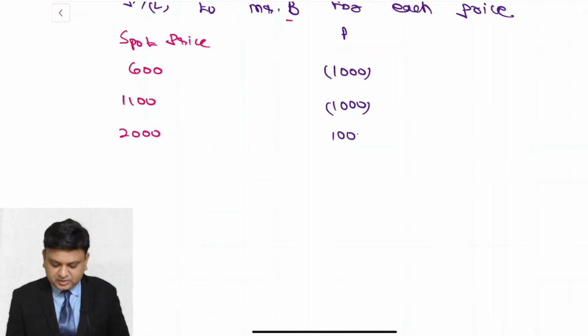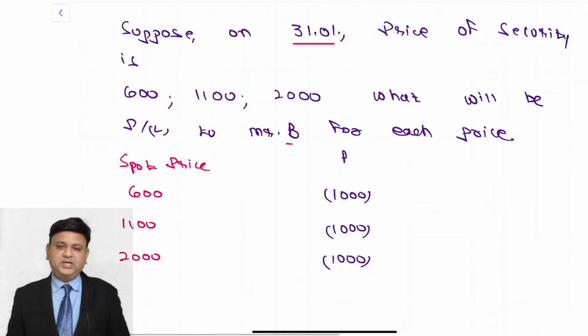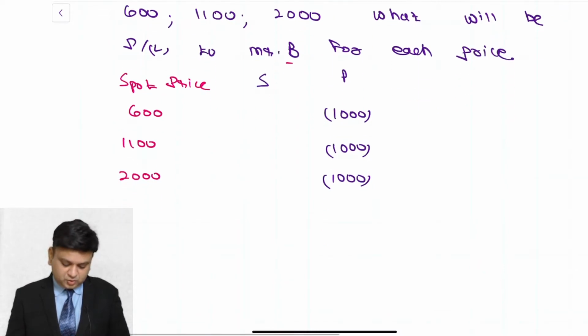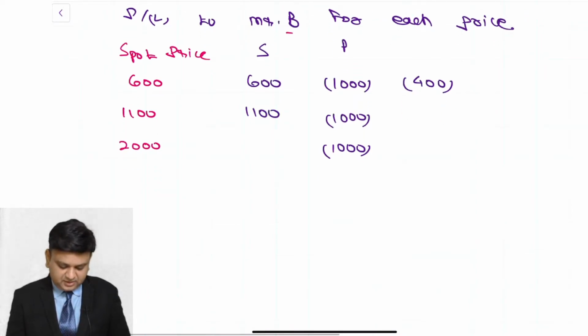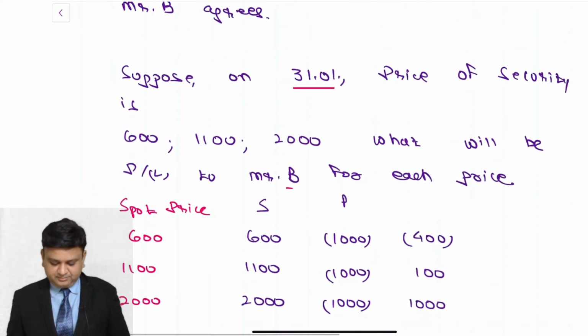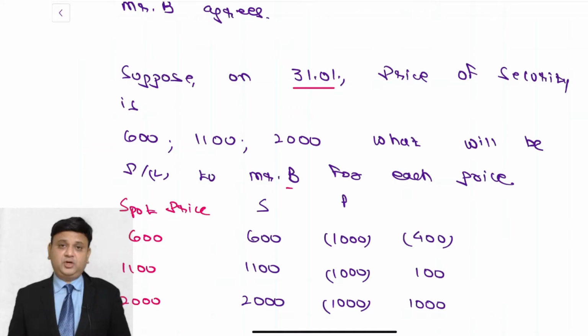And dear students, for the purpose of making calculation of the notional gain or loss, we are making a small assumption that on that date only the security is sold. So it is sold at the rate of 600, so there is a loss of rupees 400. It is sold at 1100, so there is a profit of rupees 100. It is sold at rupees 2000, so there is a profit of 1000. This is the way Mr. B will have the profit or loss for each of the spot price.